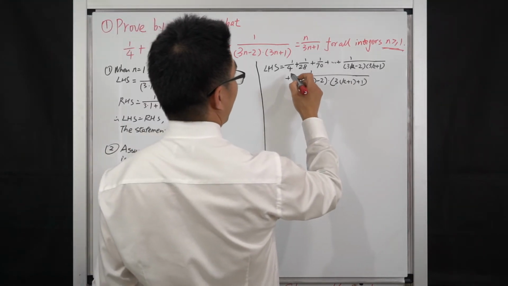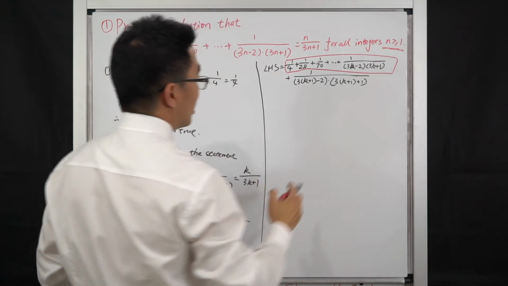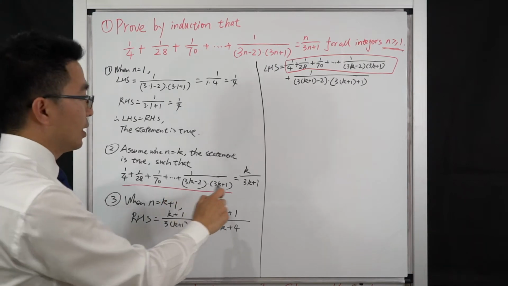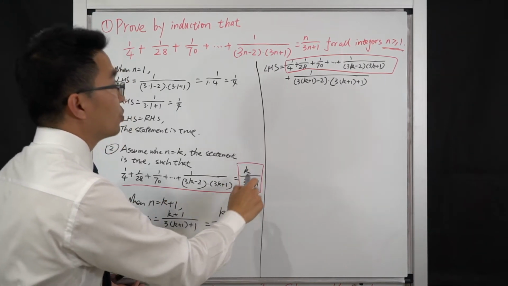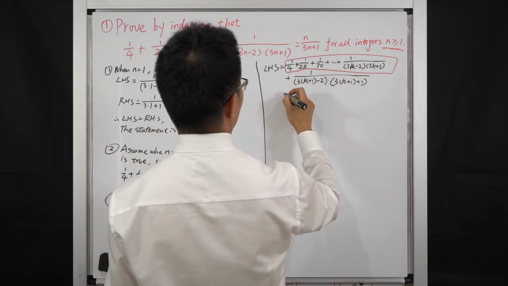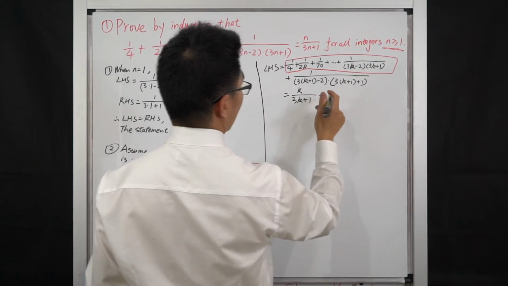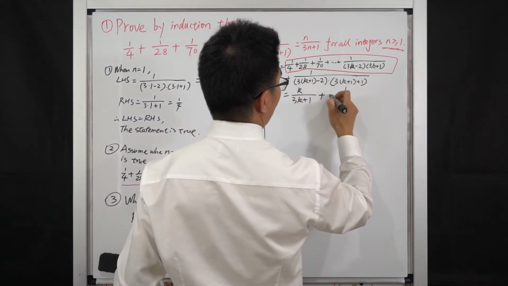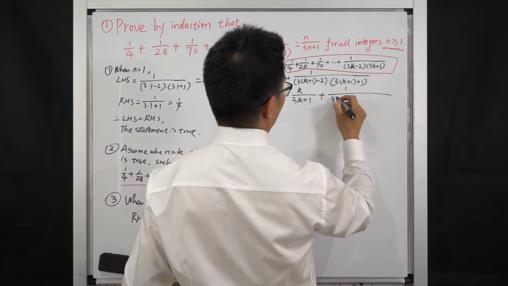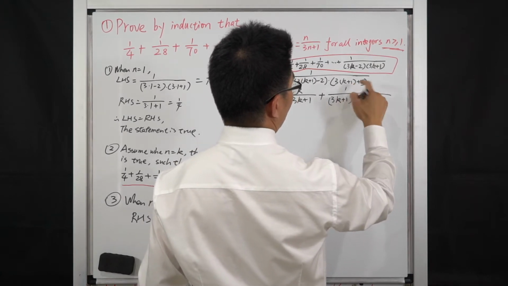From the first k terms, so here is the first k terms, it is exactly equal to this one. Right? Then we can use this one to replace the first k terms of the left-hand side. So k over 3k plus 1, and then plus the last term. So here we have to simplify the last term. So 3k plus 3 minus 2 is 3k plus 1. And then times 3k plus 3 plus 1 is 3k plus 4.